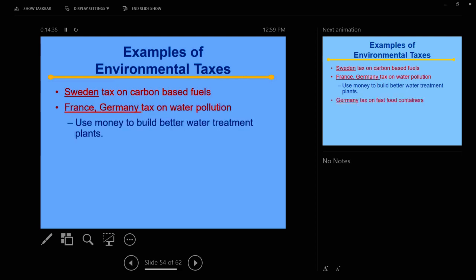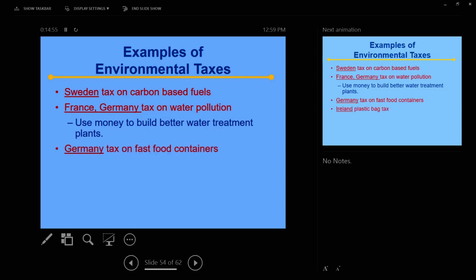Another example we can find in France and Germany, they have a tax on water pollution, but then they take the money and they use it to build better water treatment plants, maybe that are kinder to the environment, that take less energy, that do a better job. So that might also be considered an environmental tax.